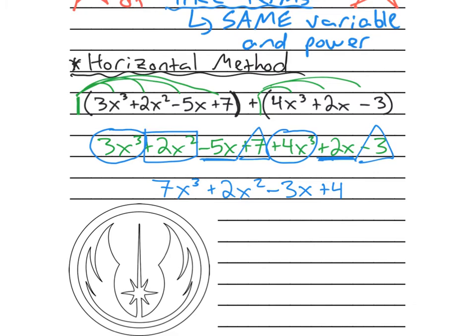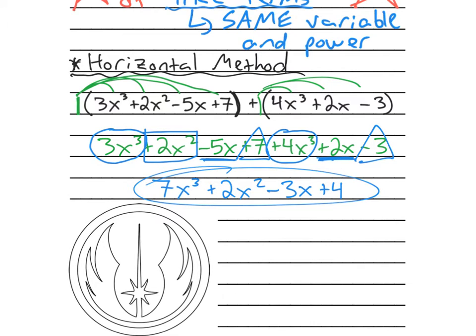Always check at the end, are my powers in decreasing order? 3, 2, 1, none. They are. And also double check, can I simplify anything else? Is there anything else that matches? No. So you can't simplify any further, and you are in decreasing order of your powers.